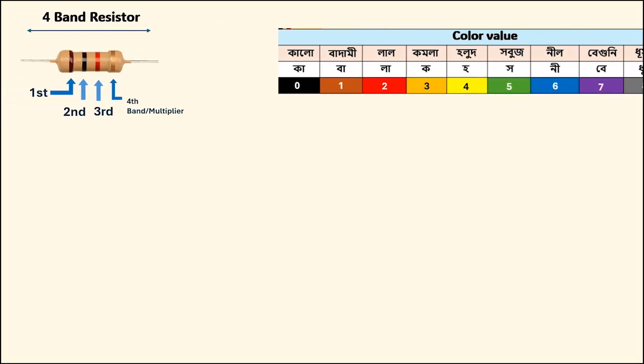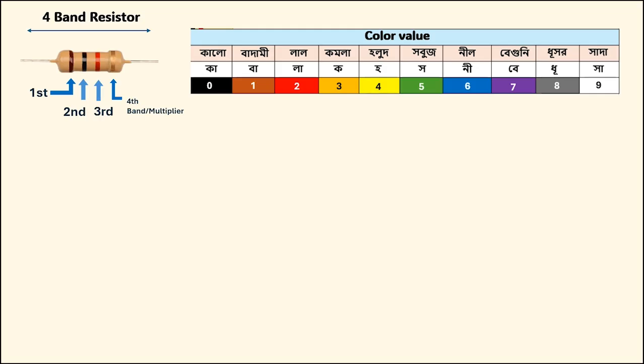Now according to the formula we put in the values. For the first band, brown, we get 1, and for the second band, black, we get 0. Now in the formula, it is times 10 to the power of the third band. For the third band, red, we get 2. Now if we calculate we get the value 1000, and from the fourth band, i.e. the tolerance band, we get plus or minus 5%.